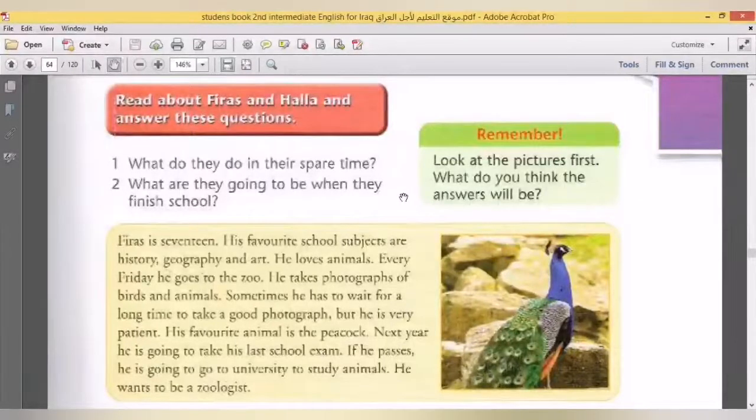Every Friday, Firas goes to the zoo. He takes photographs of birds and animals. And question number two, what are they going to be when they finish their school? He wants to be a zoologist. And when she leaves school, she is going to be a doctor. So I think it's so clear now, right?